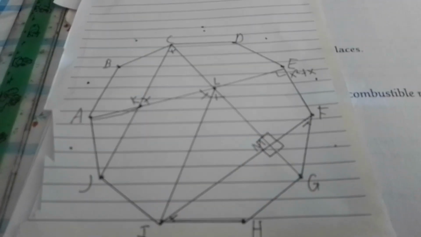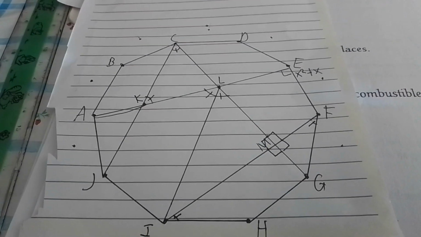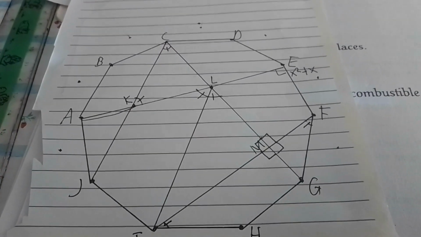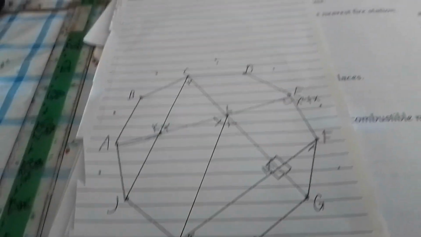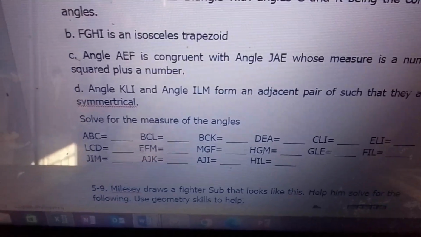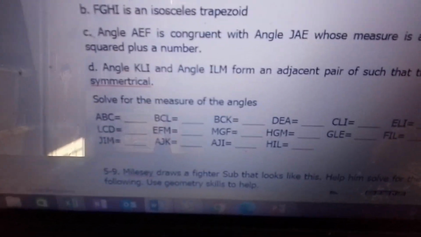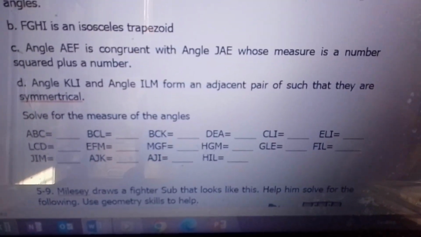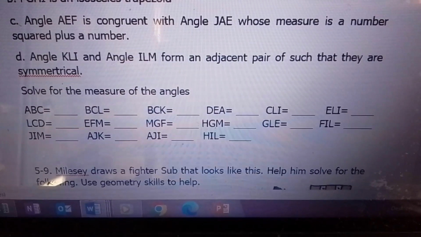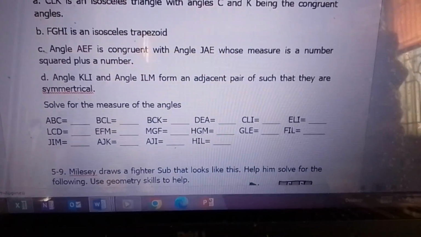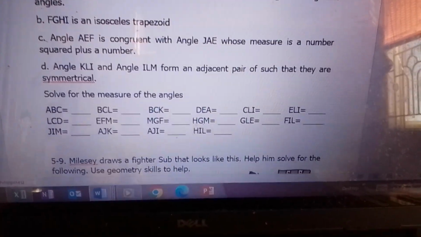Okay? So now let's continue. Now we're going to show you how to solve for the measure of every angle in the figure. Remember what I told you: your job is to solve for all these angles that you see here, ABC, LCD, GAM, and so on. Basta lahat ng makikita mong angles dito, those are all the angles which you must solve. Alright? But let's take it one step at a time.